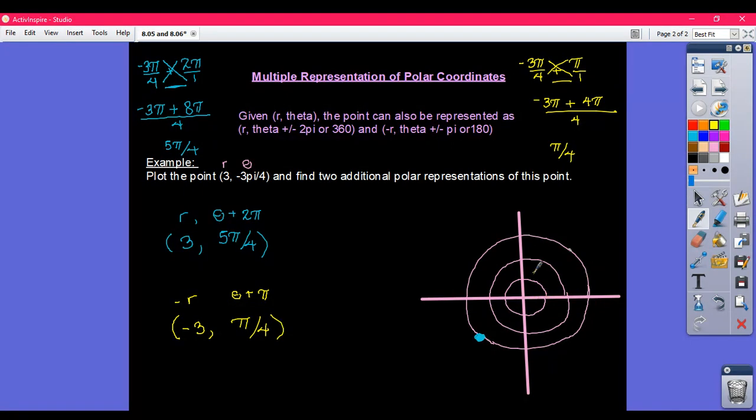How does that work out? Well, if I go to the angle pi over 4, which is right here, I can't just plot a point on the third circle because r is negative. So whenever r is negative, that means you go directly across the origin. So if I'm at pi over 4 and I go directly across the origin for -3, I'm at that same point. So all of these represent the same point.